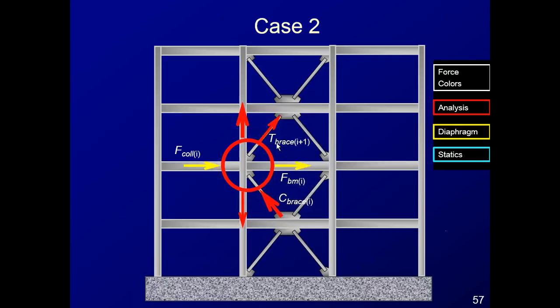Here's case two. Now, with the introduction of the F sub P force, we're no longer statically consistent, so we have to make an adjustment here. And the adjustment here is to reduce some of the force in the brace above.